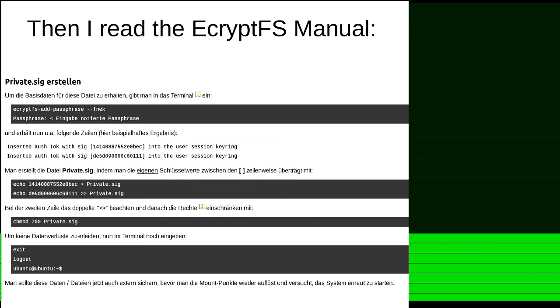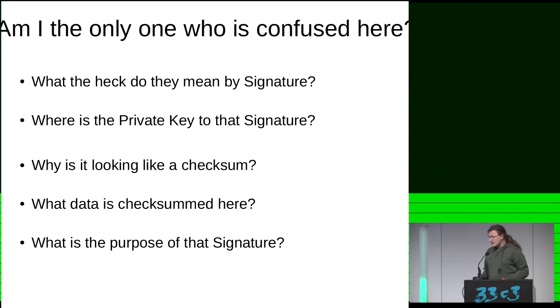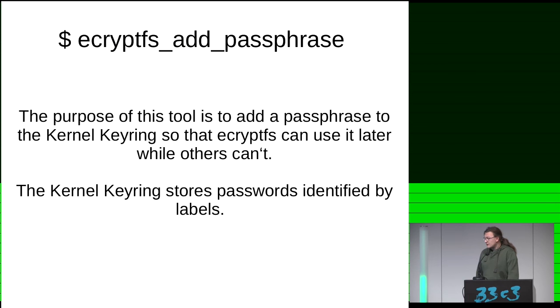Then I had a look at the EcryptFS manual, and this is a bit interesting because it has a tool called ecryptfs-add-passphrase. This tool outputs a signature that you later use to mount the actual file system. I was really confused, because what do they mean by signature? Where is the private key for the signature? Why does it look like a checksum? And what data is checksummed here? What is the purpose of the signature? The purpose of this tool is to add a passphrase to the kernel keyring so that EcryptFS can use it later while others can't. The kernel keyring stores passwords identified by labels.